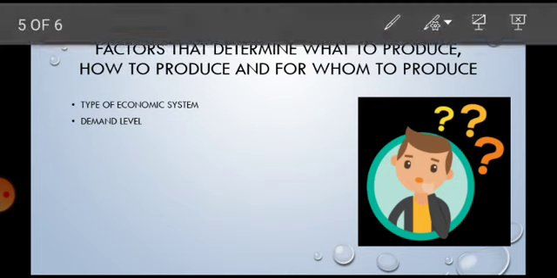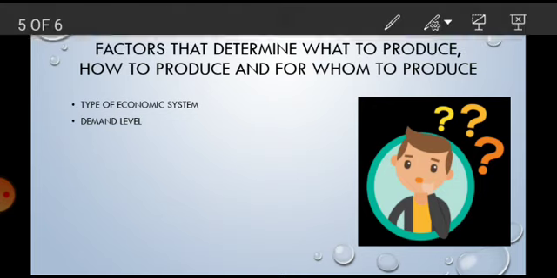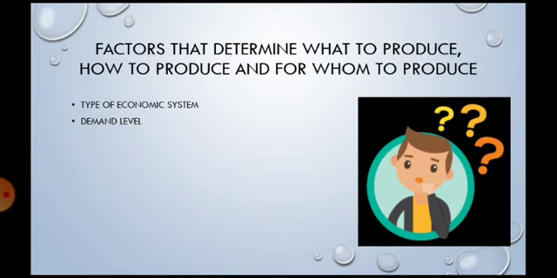Another point we have under that is level of income. In determining what to produce and in what quantity, the disposable income of the people should be considered. Therefore, an increase in demand ultimately has a positive impact on production. In other words, it increases production.